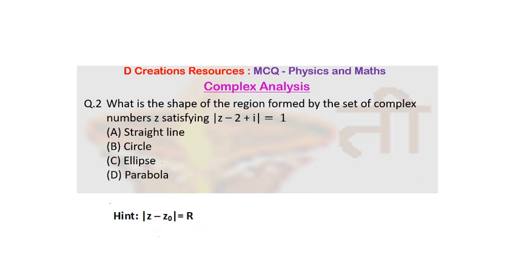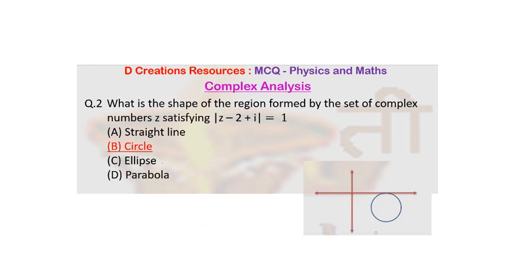So if the center is 2 minus i, that means it will be in the fourth quadrant. And also notice that the radius is 1, so it is going to touch the real axis. Let me show how it is going to look. So as I mentioned, the answer is circle, and this is how the circle is going to look. There will be a center at the point 2 minus i, and the radius is 1. So this is how it is going to look.